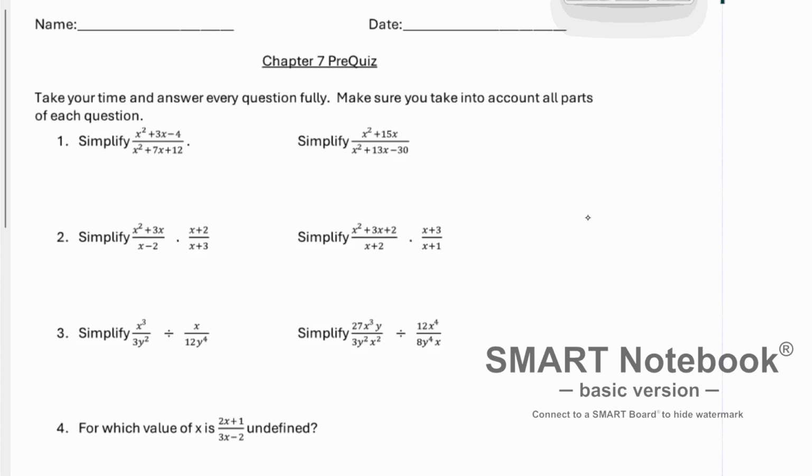Okay, here's your pre-quiz for chapter 7. We have simplifying right here. All we want to do, since it's quadratic, is factor. So we factor the top. And what times what is 4, but subtracts to 3?